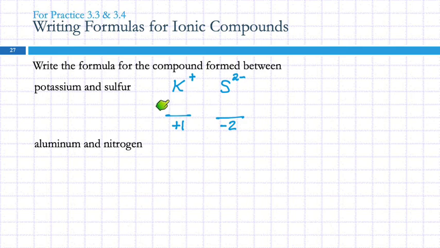So I need more positives. So I'm going to write another potassium ion with its charge. So now the total over here is +2. Now the charges are equal. +2 and -2 add up to 0. So I've got enough. I don't want to go any further. So to show that we have 2 potassiums and 1 sulfur, I'm going to write K with a subscript 2 and then S.